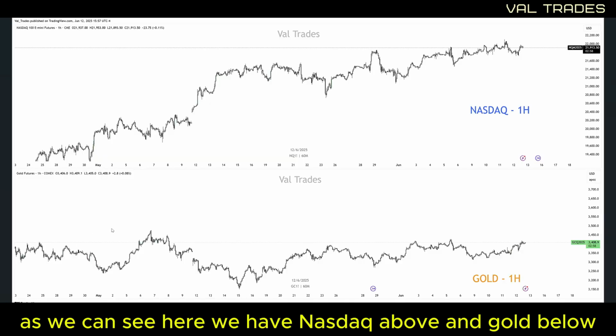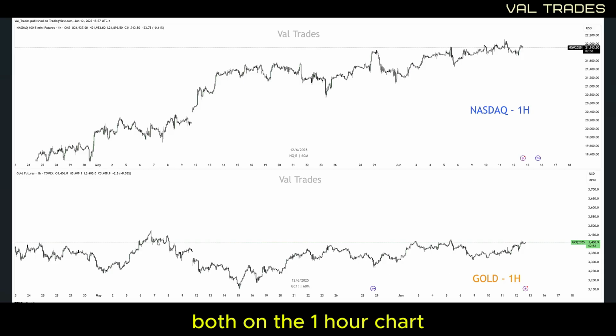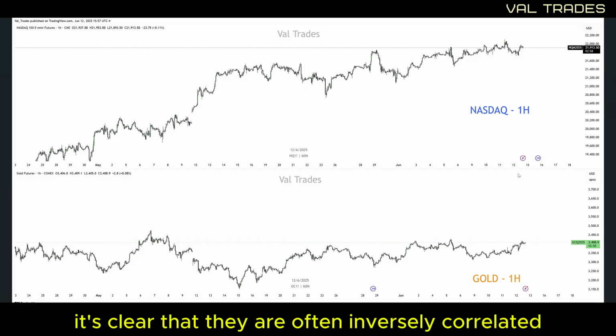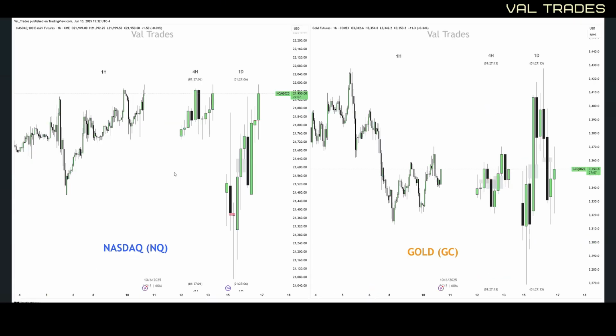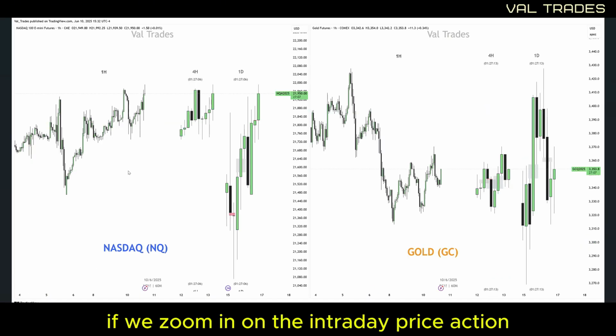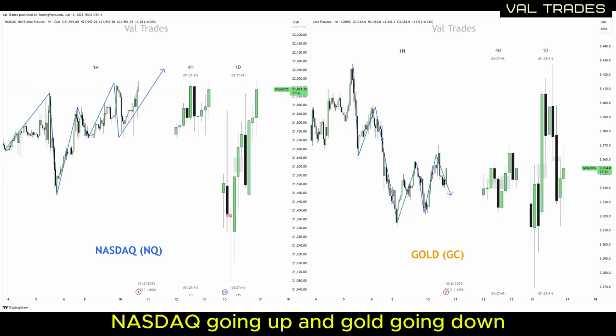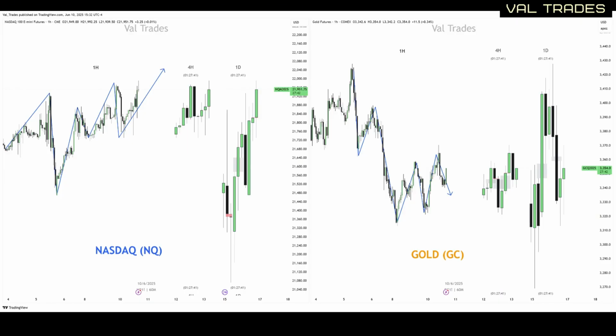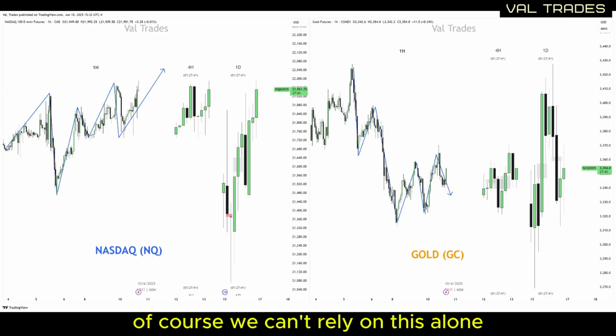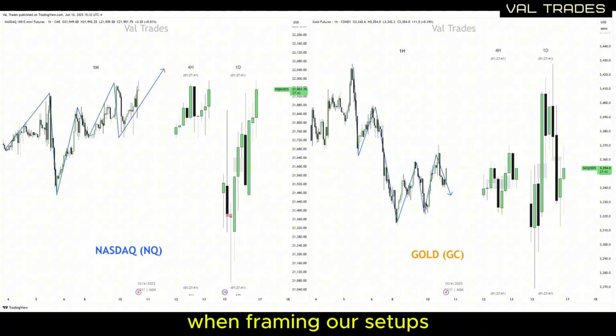As we can see here, we have Nasdaq above and gold below, both on the 1-hour chart, and over a long period of time, it's clear that they are often inversely correlated. If we zoom in on the intraday price action, like in this example, it becomes even more clear. Here Nasdaq going up and gold going down. Of course, we can't rely on this alone, but it gives us an extra confirmation when framing our setups.